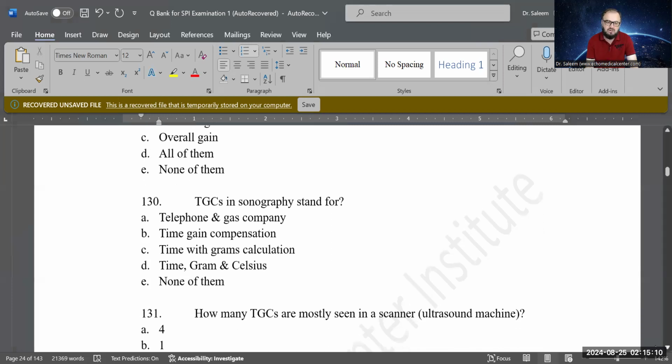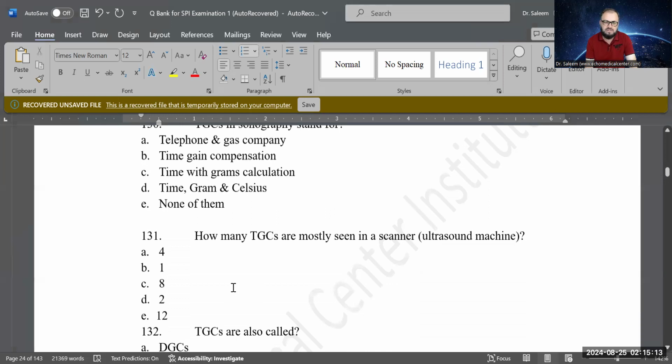Okay, good. Now, let's do the next question. Simple question, very easy. How many TGCs are most commonly seen in a scanner or ultrasound machine? A, 4, B, 1, C, 8, D, 2, or E, 12. What do you think? That's a really kindergarten question. Yes, that is correct. 8 TGCs. The first 4 TGCs are called near field, and the second 4 TGCs are called far field TGCs.